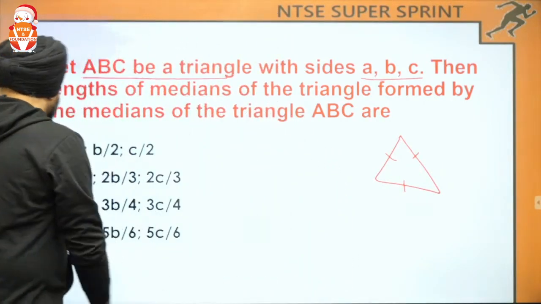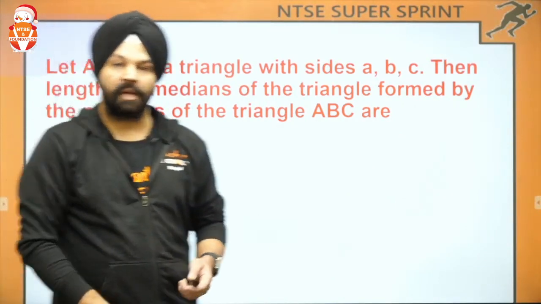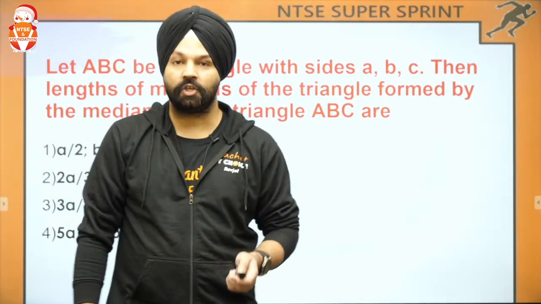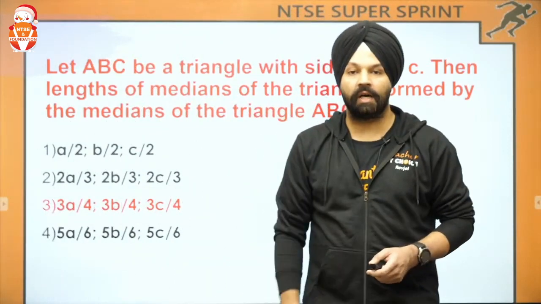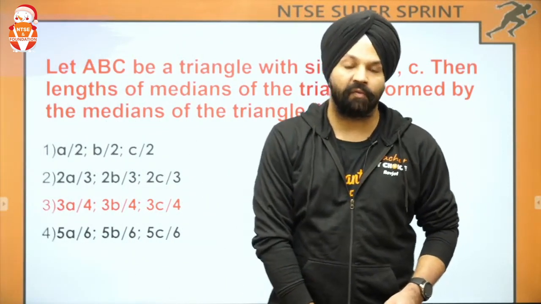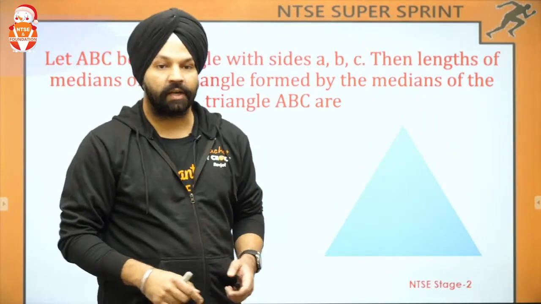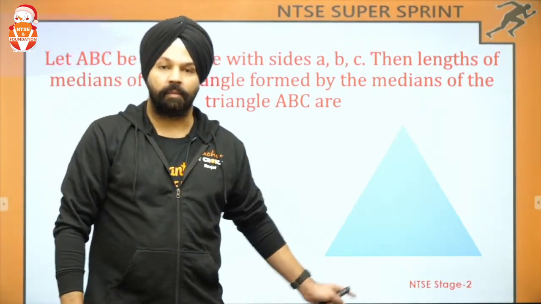What is the answer? Well, the answer to the question is the third option. Let us check the answer once, then I will tell you how we can do this by a shortcut, right? So please pay attention to this. The answer to the question is the third, that is 3a by 4, 3b by 4 and 3c by 4. The question is why so? So let's explore this question. It is an NTSE stage 2 question, mentioned over here.